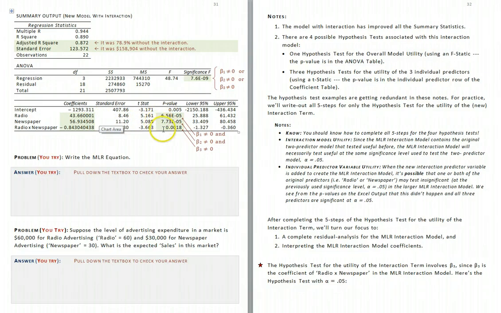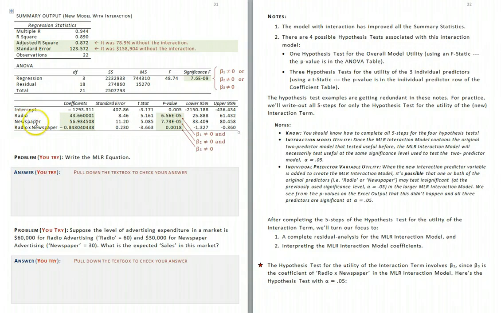Here are the p-values to test the usefulness of the individual independent or predictor variables in the multiple linear regression model. For the radio advertising expense variable, the p-value is extremely small, indicating that the coefficient of radio advertising expense in the true multiple linear regression model is different from zero, which in turn indicates that radio advertising expense is a useful predictor variable in the context of the multiple linear regression model.